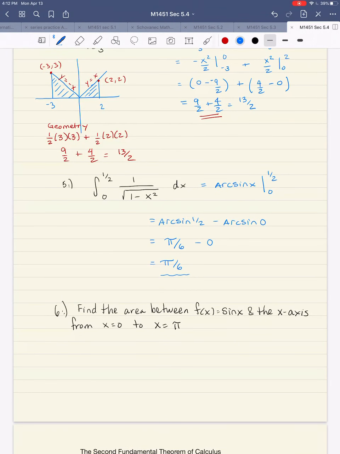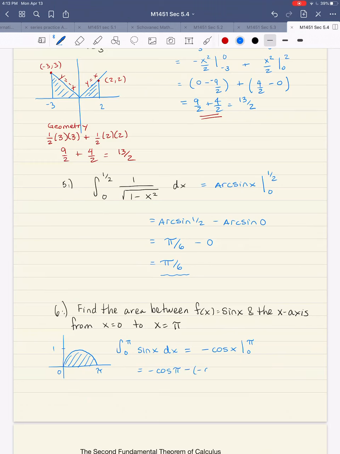Okay, so finally, example 6 wants us to find the area between the graph of the sine of x and the x-axis. So that's the first hump of the sine of x curve. And so we know now that that's a definite integral from 0 to pi of the sine of x dx. Remember that the antiderivative of the sine of x is minus the cosine of x.